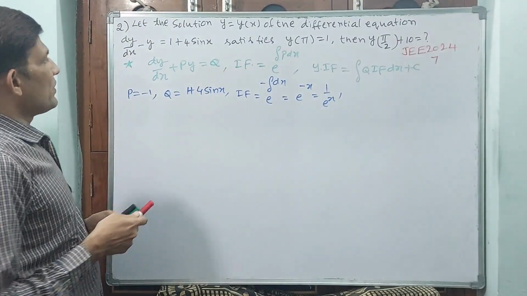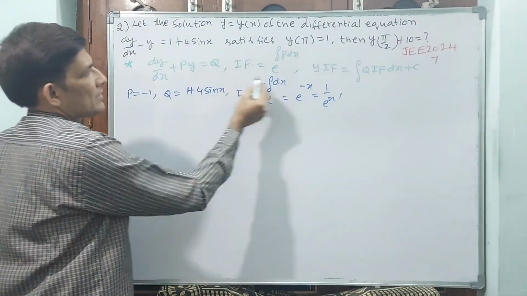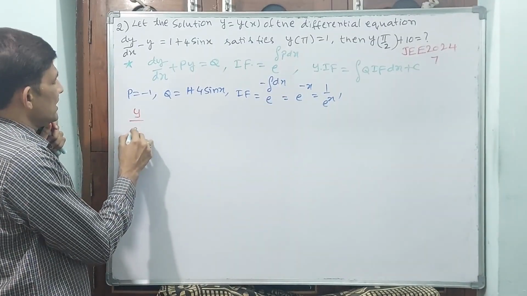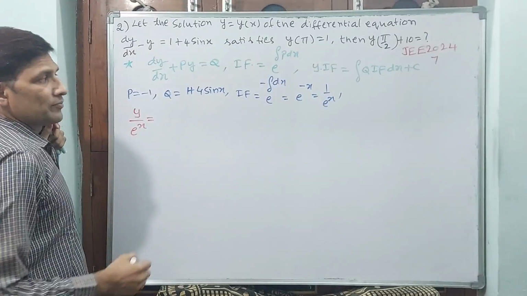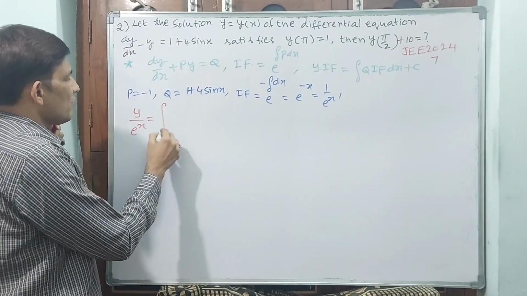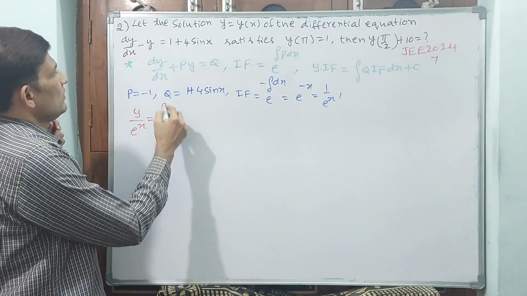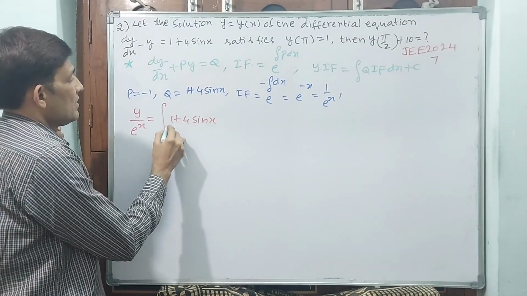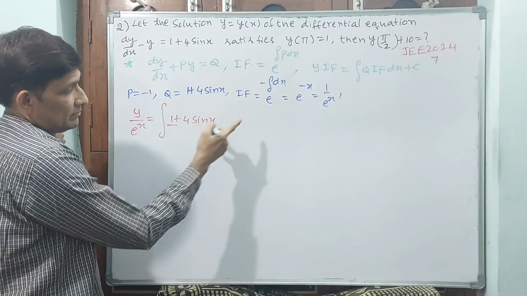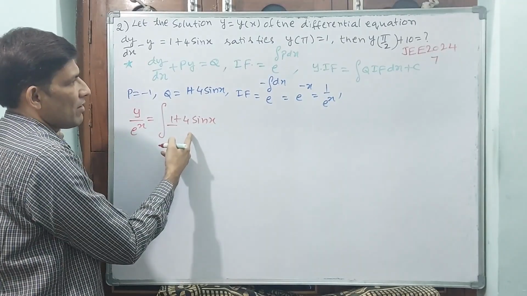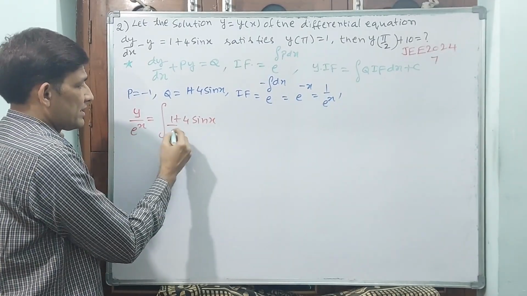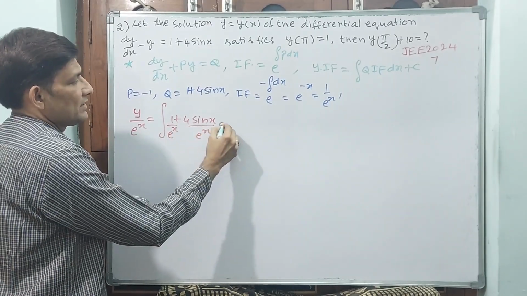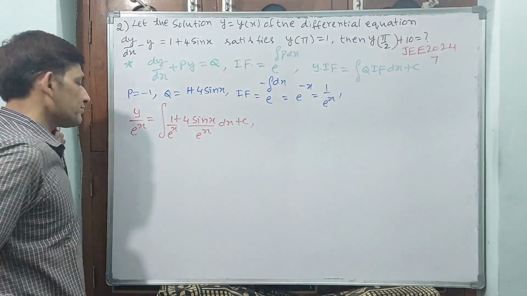Now what am I going to write? The integrating factor has come. y into e power x, shall I write like this, is equal to integral of Q into, what is Q? 1 plus 4 sin x divided by e power x, into means divided by all, e power x dx plus c.